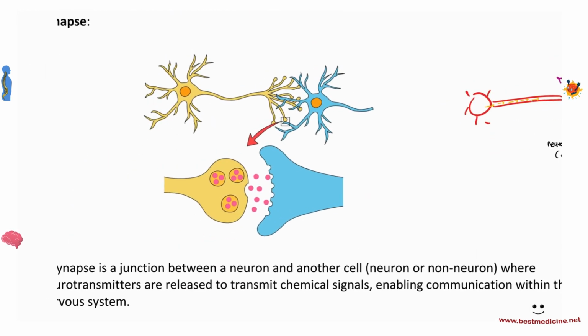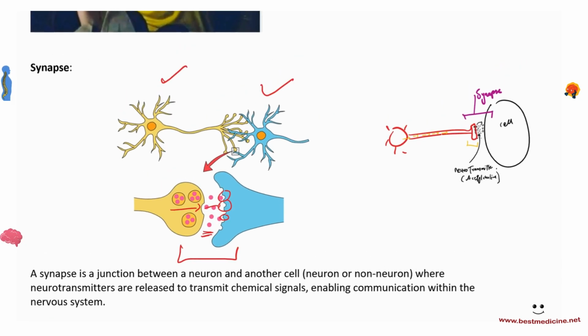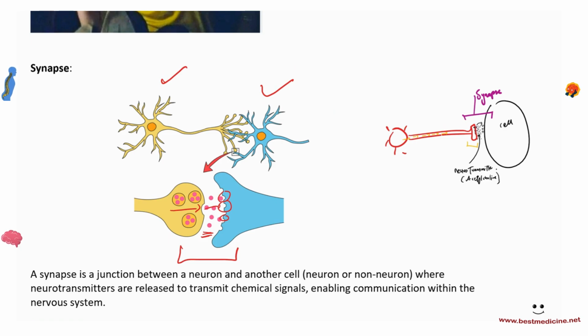So here's a synapse again. If you notice on the diagram, you've got these two neurons, and between them at the connection site you have vesicles that are depositing these neurotransmitters, and neurotransmitters are diffusing to receptors on the next cell, transmitting the electrical information. So a synapse essentially is just a junction between a neuron and another cell where neurotransmitters are released to transmit chemical signals, enabling communication within the nervous system. Okay?